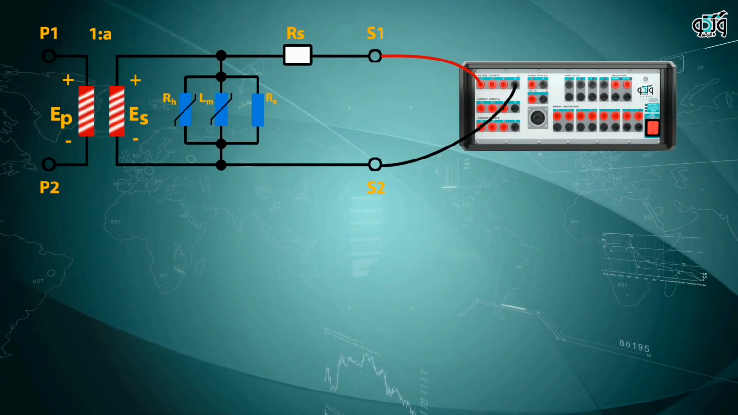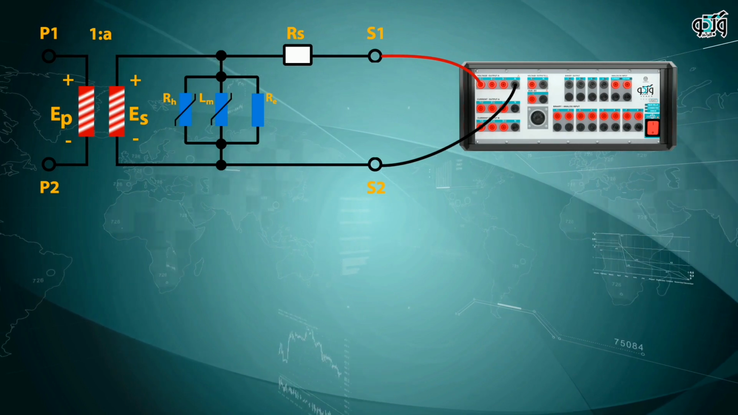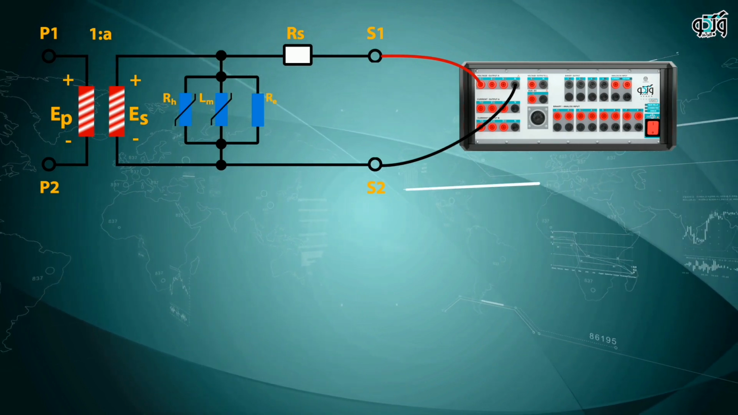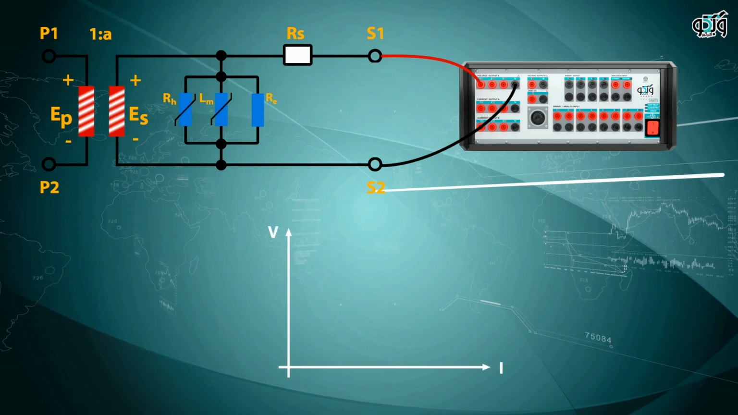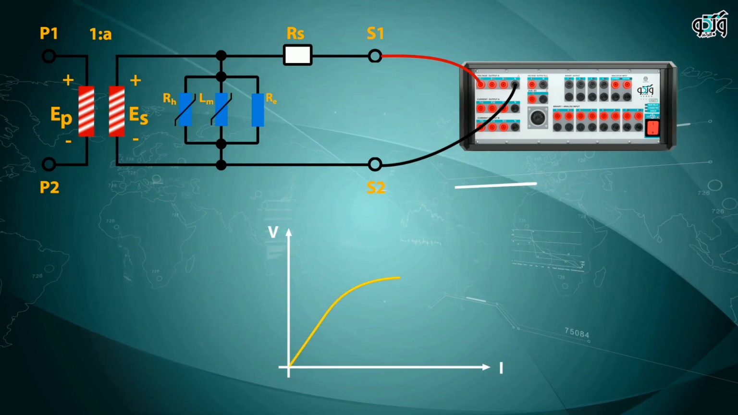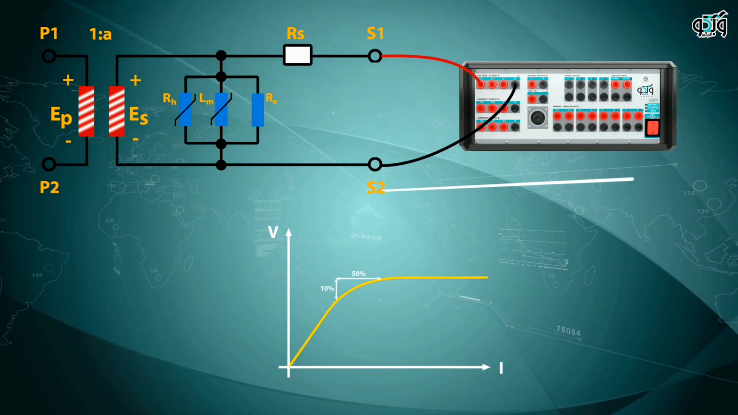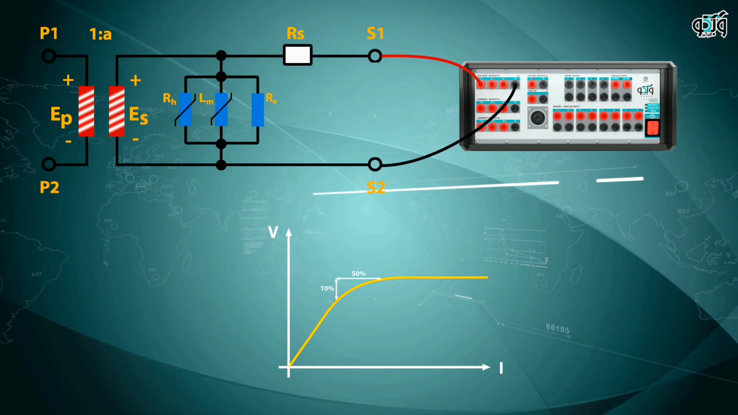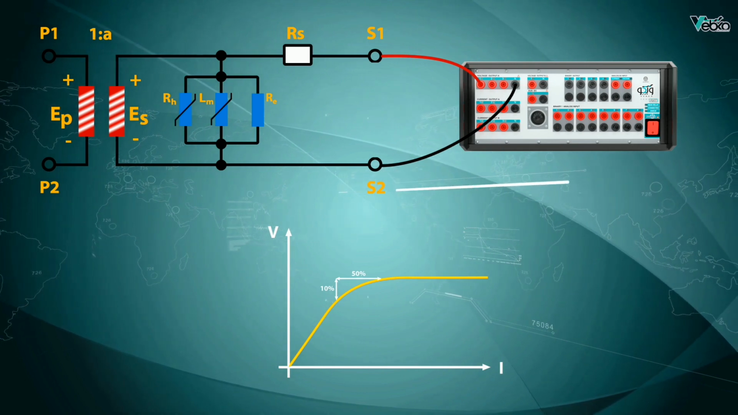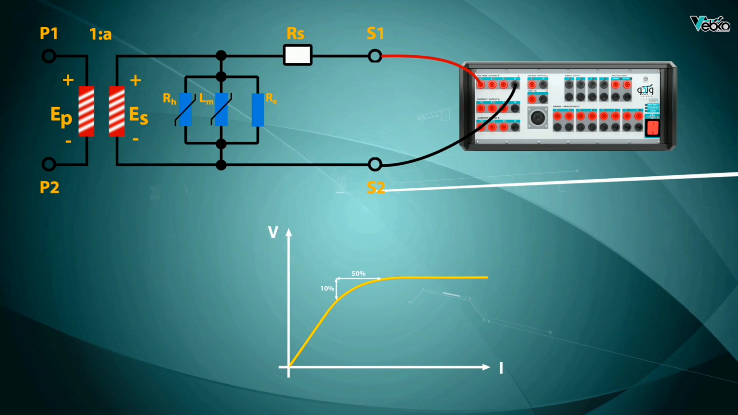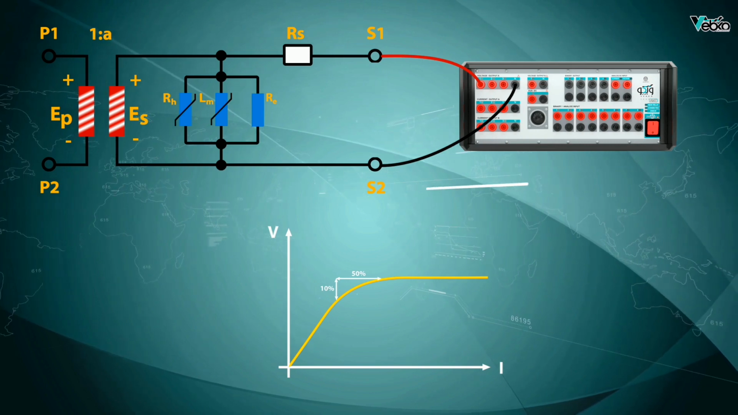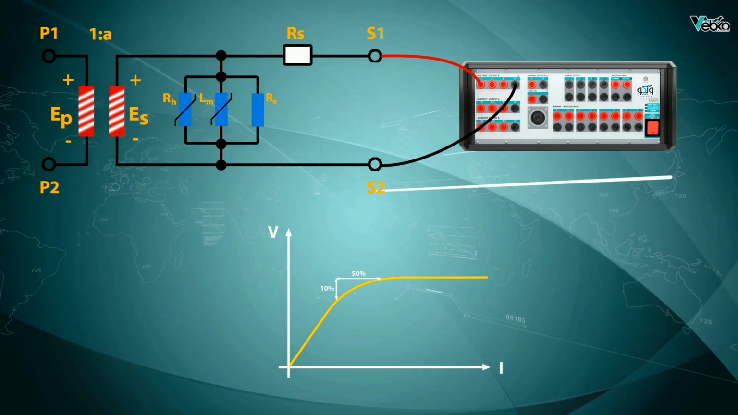Since the saturation point of CT is related to voltage and parallel branch current, while doing this test, the secondary voltage increases and the point where by increasing the voltage by 10%, the drawn current increases by 50% is considered as the saturation point. In future videos, the ways to enter values and do the test for different CTs will be provided.